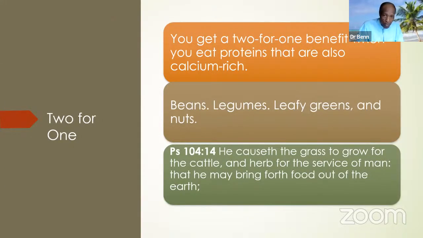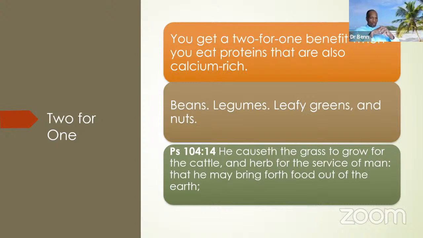Two for one. You get a two-for-one benefit when you eat proteins that are also calcium-rich. So you're supplying calcium to the GI tract, where vitamin D enhances the absorption of calcium and puts it into the blood and makes it available for the osteoblasts to take calcium and strengthen bone. And what are those proteins that are calcium-rich? Beans, legumes, leafy greens, and nuts are protein, but also calcium-rich. So this is that selective process that we go through to enhance our outcome.